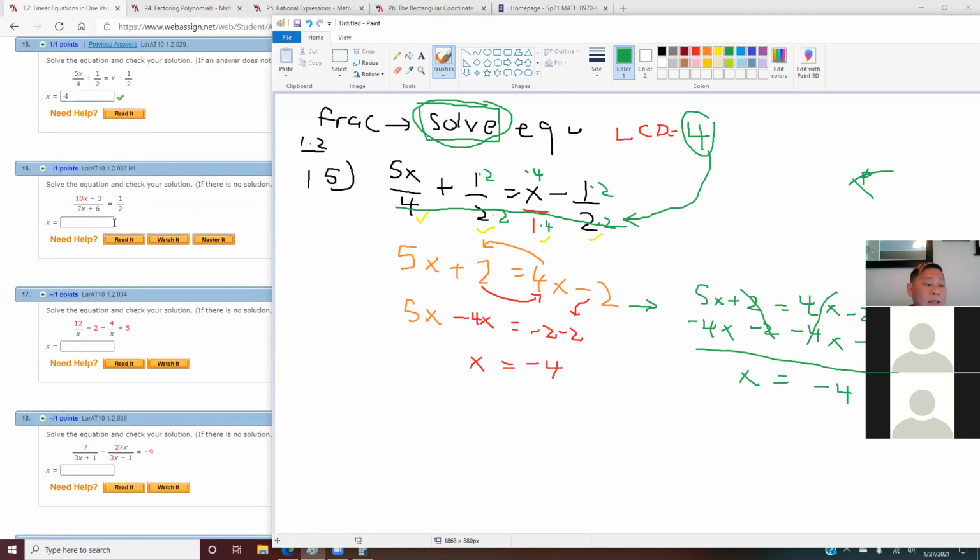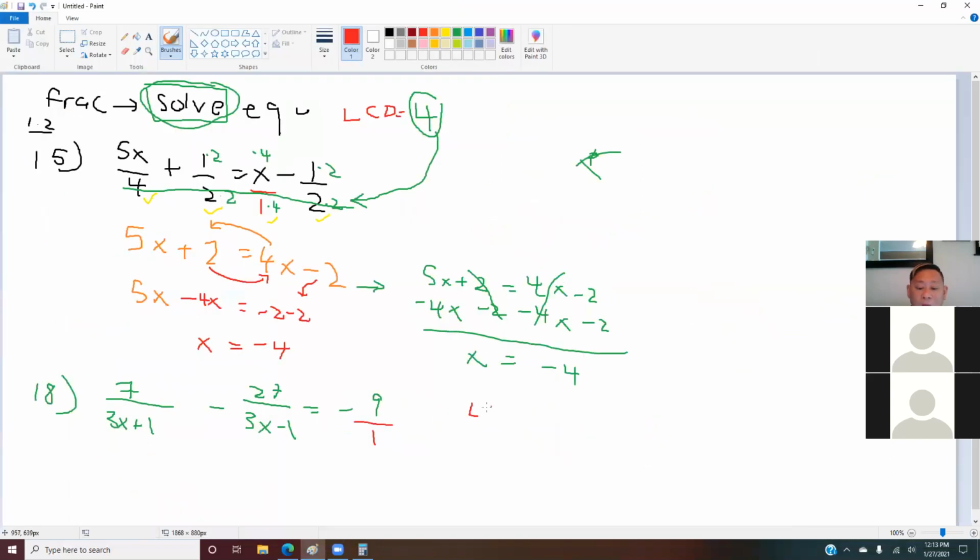Okay. Same thing happens to questions 16, 17 and 18. So like this is your LCD. So for number 18, 7 over 3x plus 1 minus 27 over 3x minus 1, and this all equals negative 9. So remember, the first thing is I make everything a fraction. This is a fraction, this is a fraction. So this is not a fraction, I make it over 1.